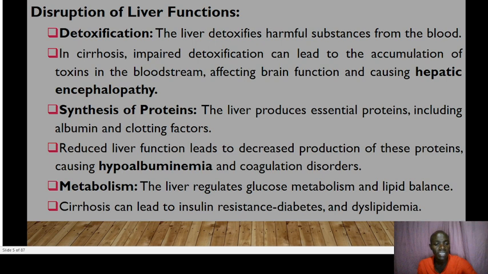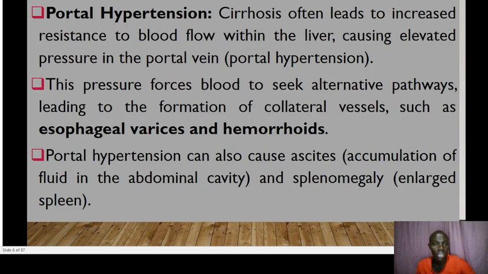Another function is metabolism, where the liver normally regulates glucose metabolism and lipid balance. So if somebody has cirrhosis, it's going to lead to insulin resistance, diabetes, and possibly dyslipidemia. Another complication is portal hypertension. In cirrhosis, we often have increased resistance to blood flow within the liver. This normally leads to an increase in pressure in the portal vein, and when there is increased pressure in the portal vein, we refer to it as portal hypertension.